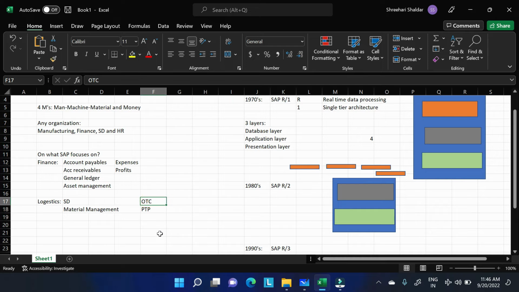Okay, that means they are ordering certain products. And purchase means somebody is ordering the products for our company, and after that, how to take the amount from them. Okay, that is what it is all about. Okay, sales and distribution.